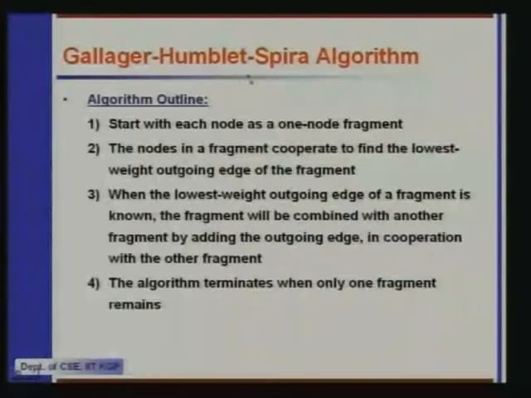So, let us resume our discussion on the minimum spanning tree algorithm. We were looking at the Gallagher-Humblet-Spira algorithm, and the algorithm, just to recap, starts with each node as a one node fragment. The nodes in a fragment cooperate to find the lowest weight outgoing edge of the fragment, and when the lowest weight outgoing edge of a fragment is known, the fragment will be combined with another fragment by adding the outgoing edge in cooperation with the other fragment. The algorithm terminates when only one fragment remains.